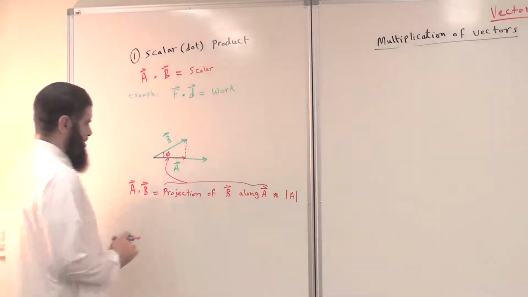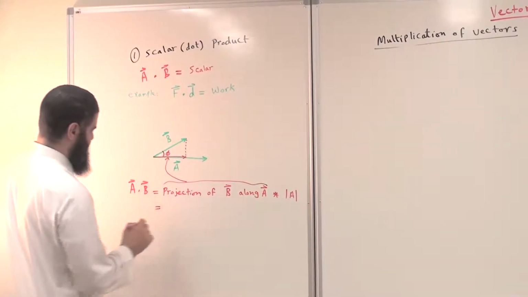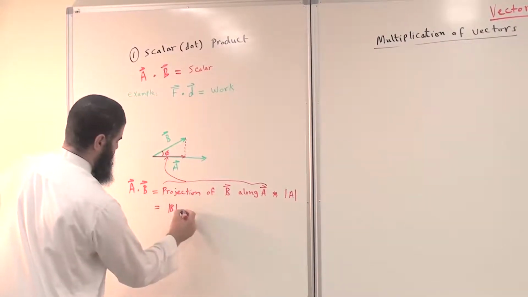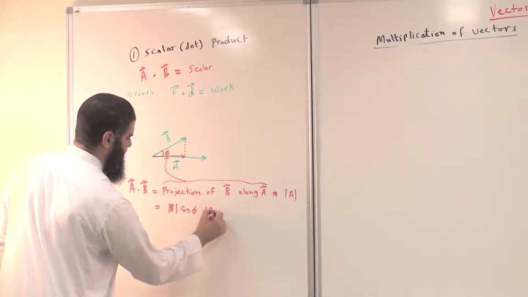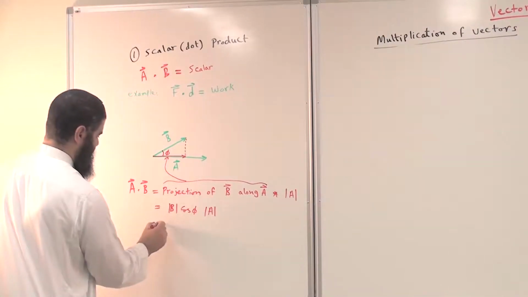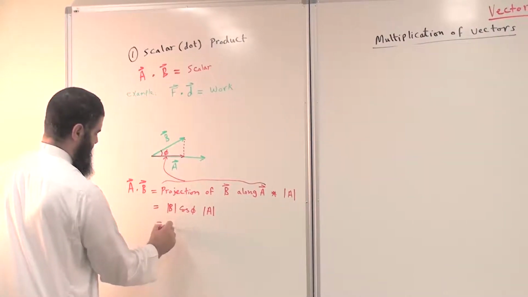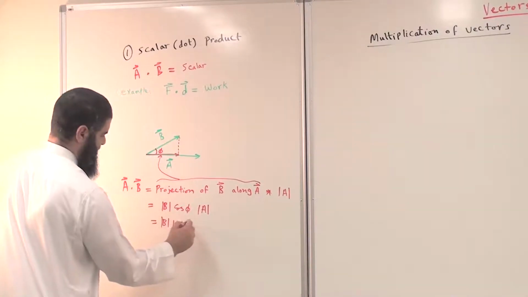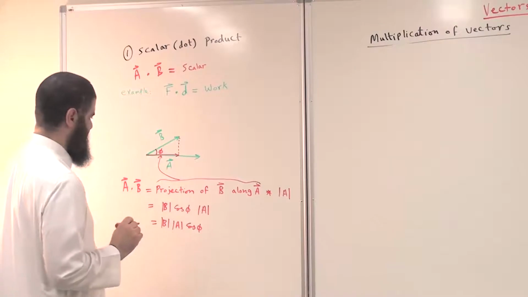Okay. So this projection from trigonometry is nothing but B cosine phi. This is multiplied by A. So we can write here that this is the B magnitude, A magnitude, multiplied by cosine of the angle between the two vectors A and B.